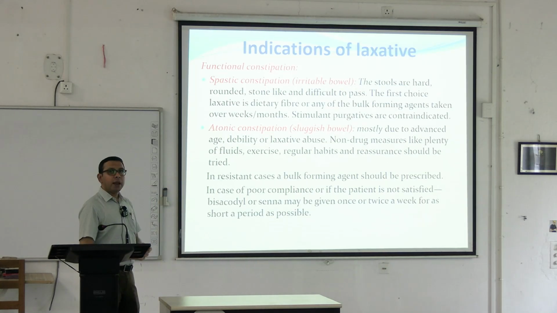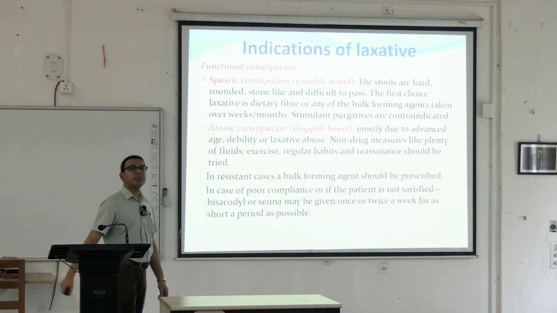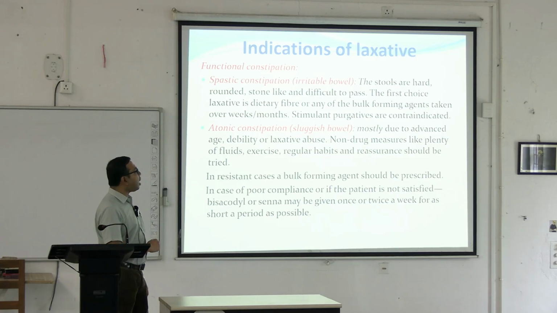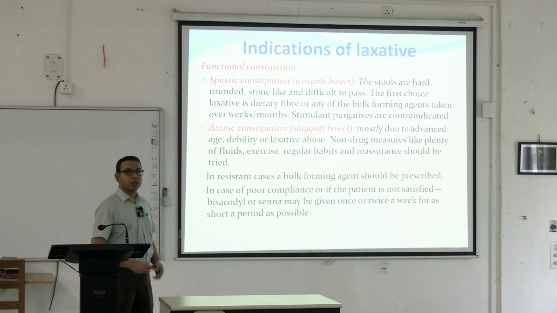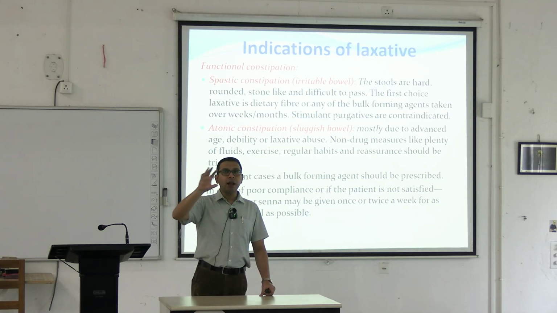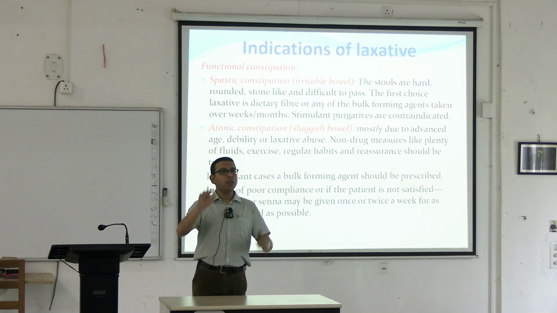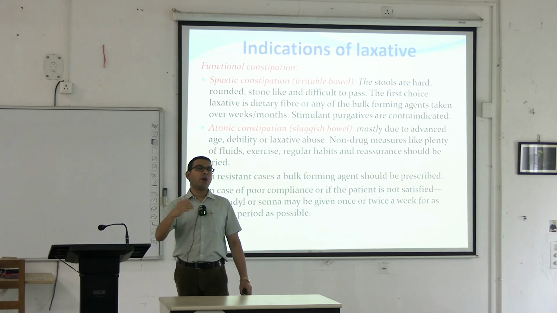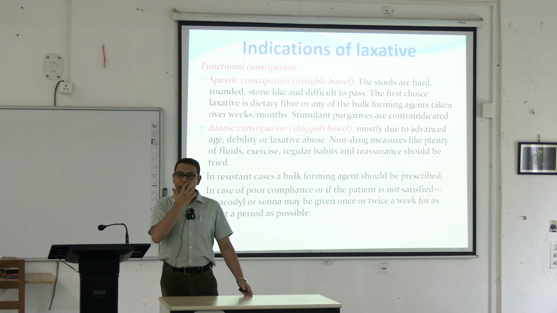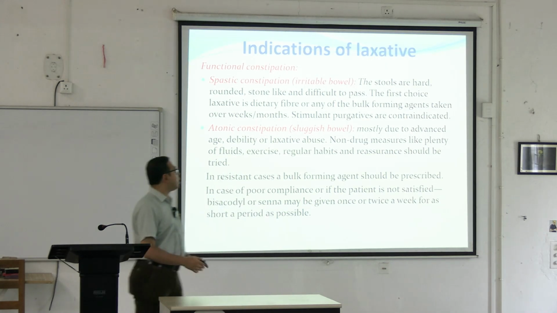The indications of the laxatives, first and foremost, is functional constipation. There may be spastic constipation, like in irritable bowel, where the stools are hard, rounded, stone-like and difficult to pass. There is the Bristol stool chart, which shows the different forms of stool. The patient can be given this chart and can say what types of stools they are having, and accordingly you can categorize this.